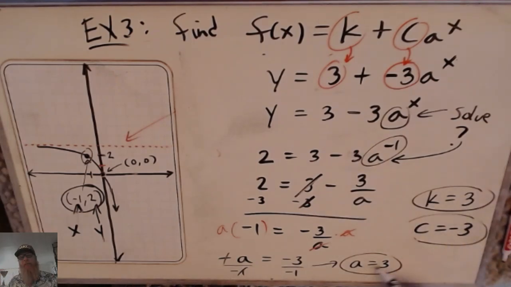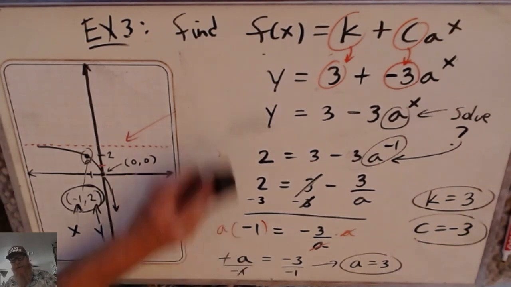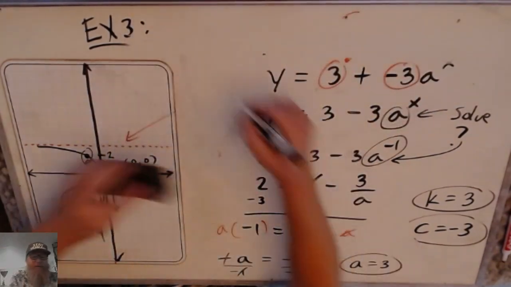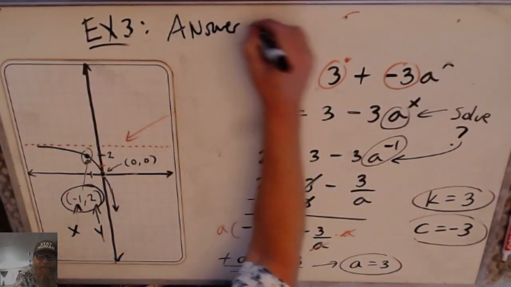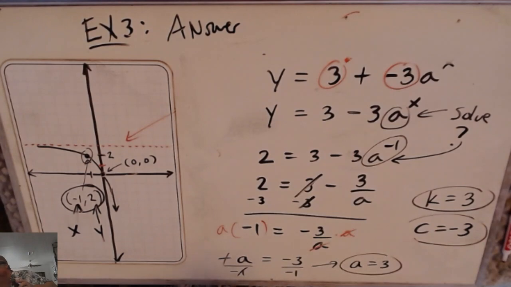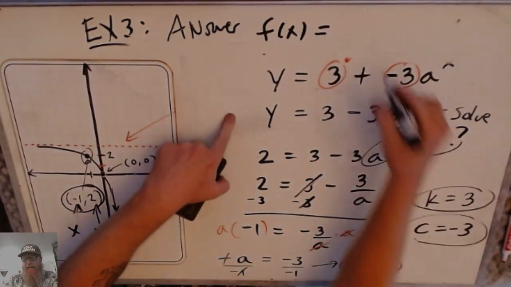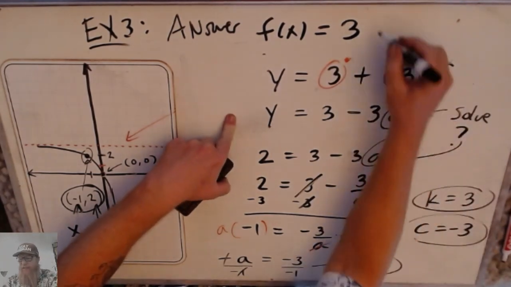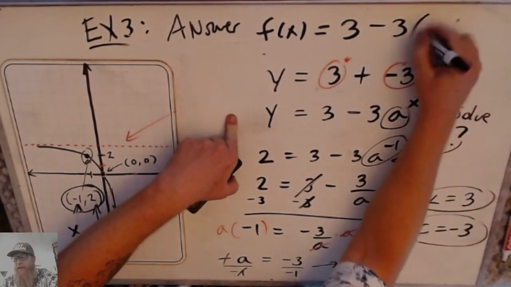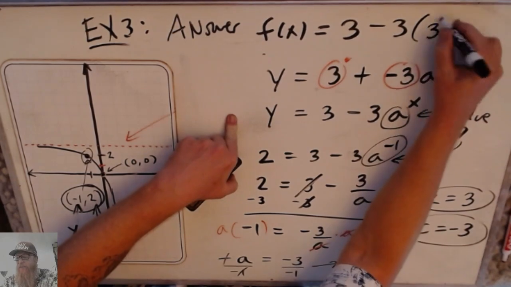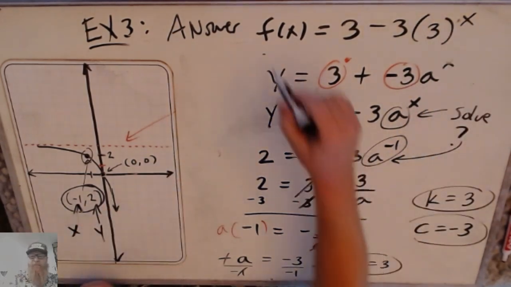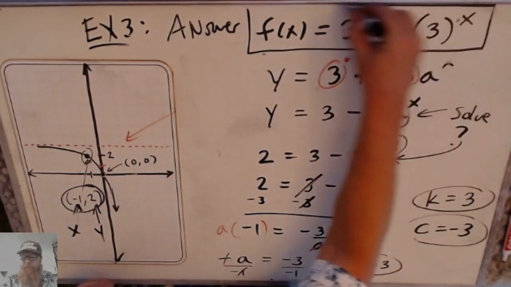Wow, I couldn't have planned it any better. Everybody came out to be a 3 or a -3. So your final answer would be f of x equals k. K is 3. C, -3. And then a is also 3 to the x power. And so that would be your answer.